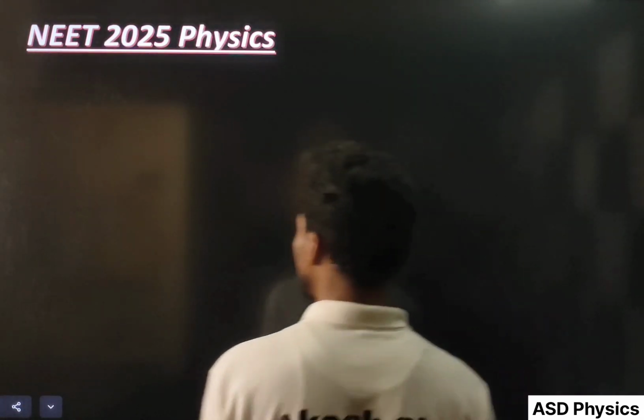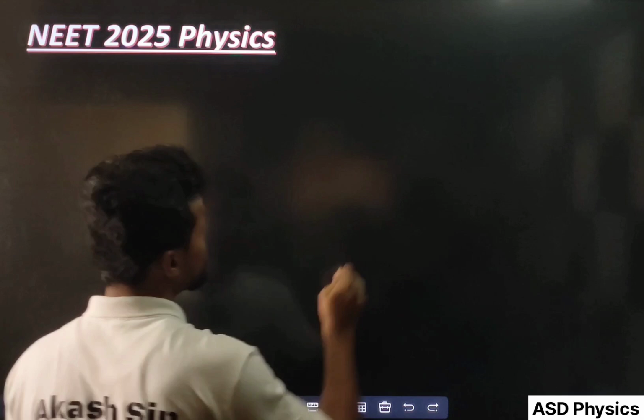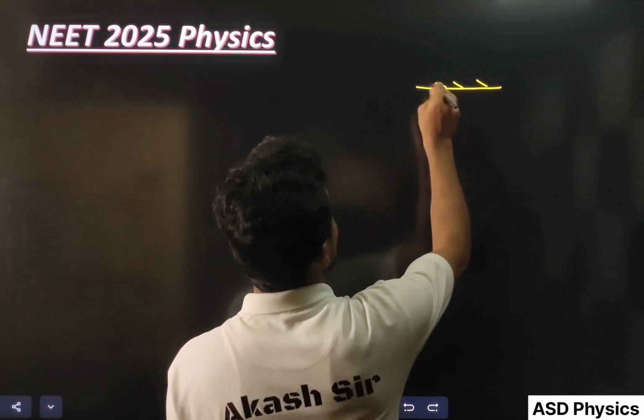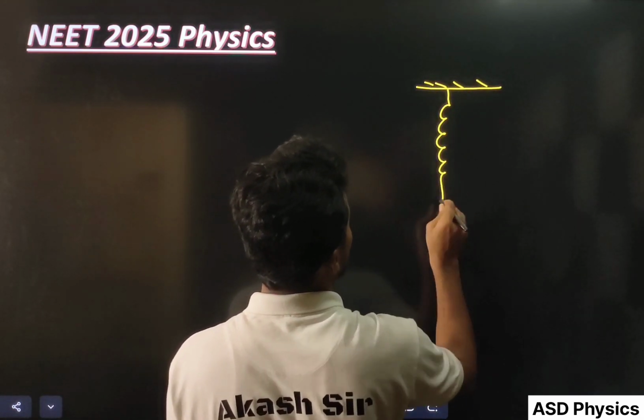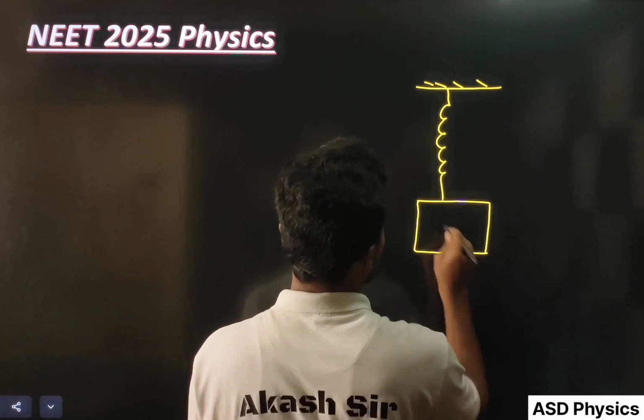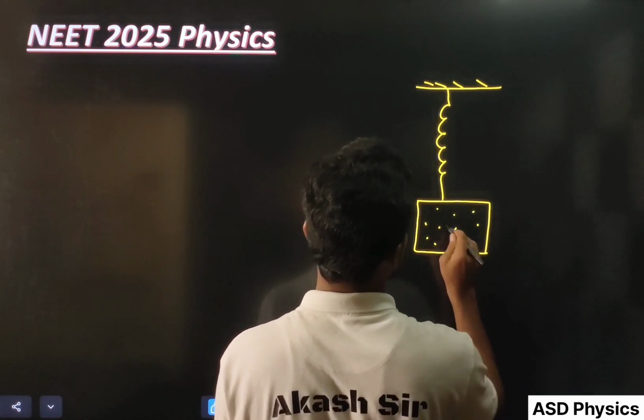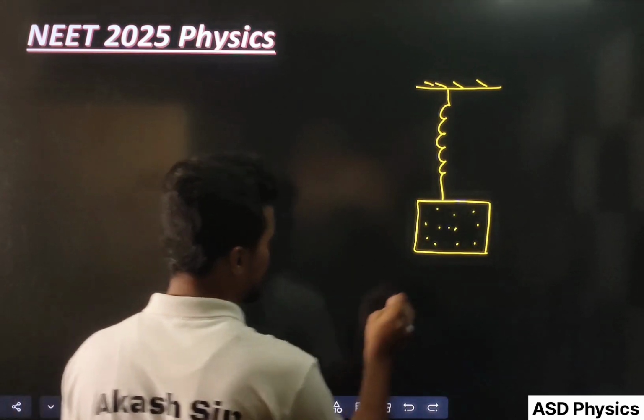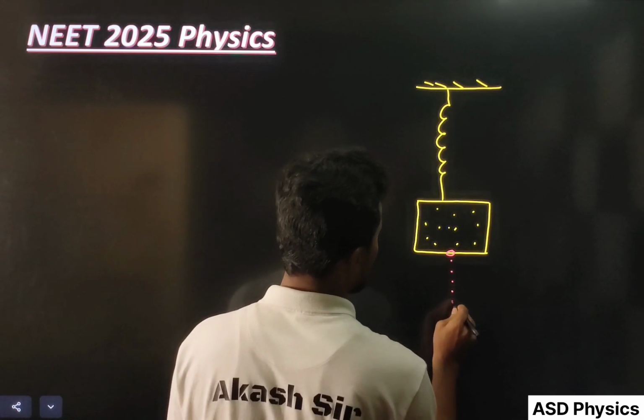So what will happen here, students? Kindly see here. I have drawn it like this. This is the spring, and this is one box. Inside the box there is sand, and this sand is leaking. Now slowly this sand is leaking here.